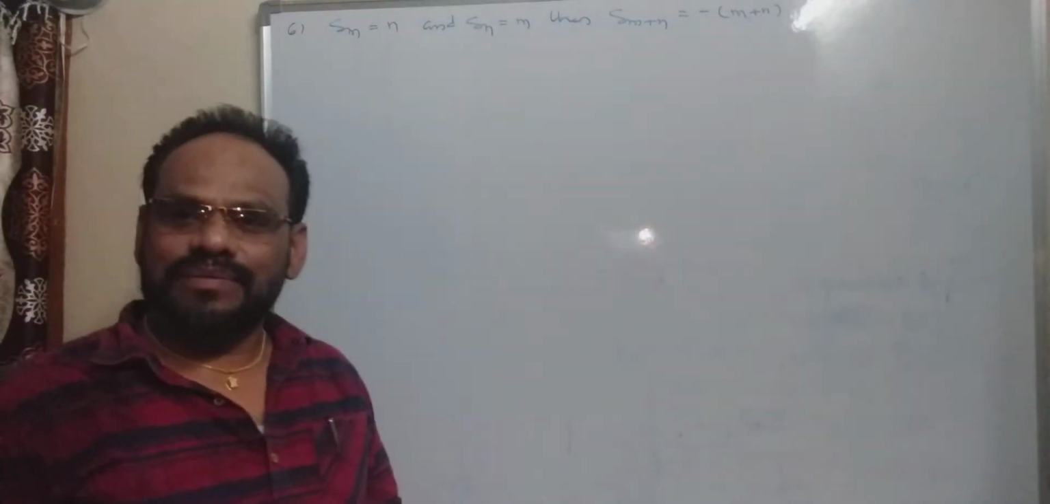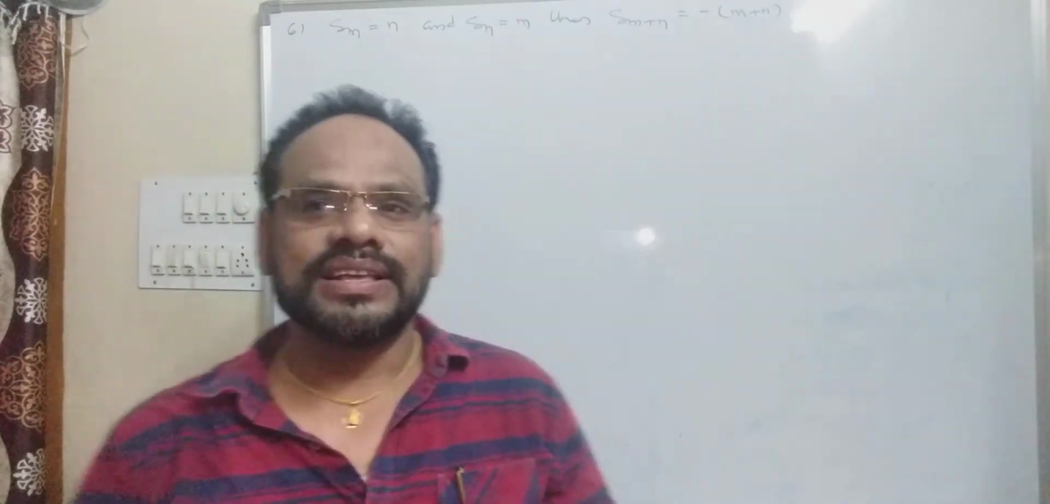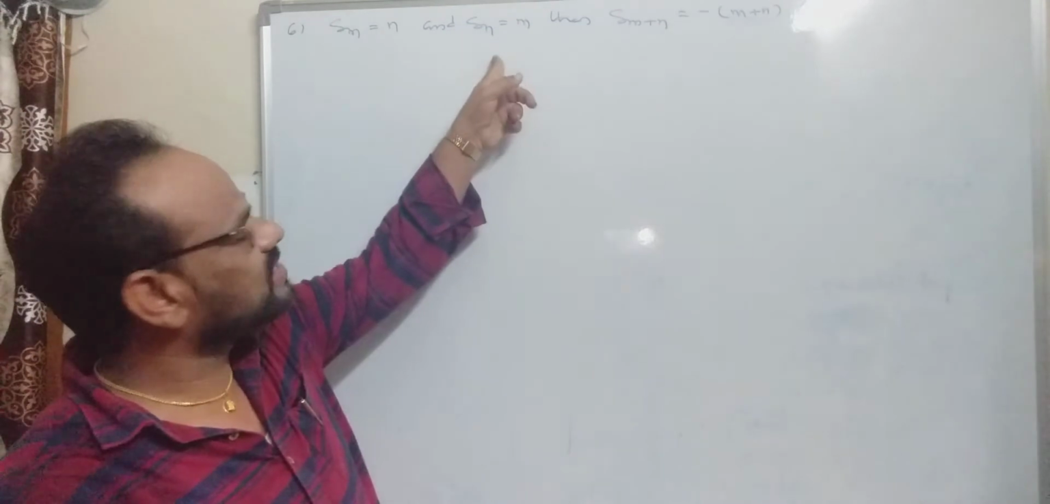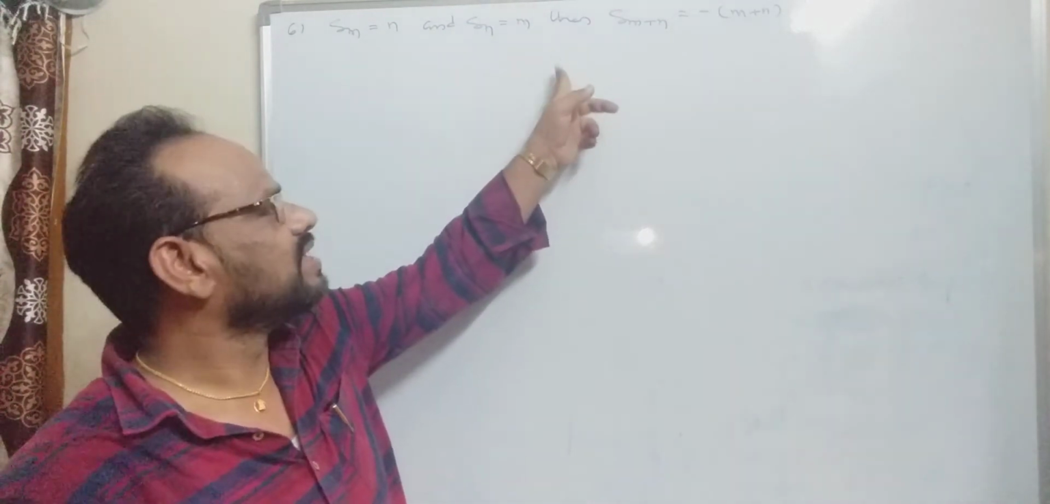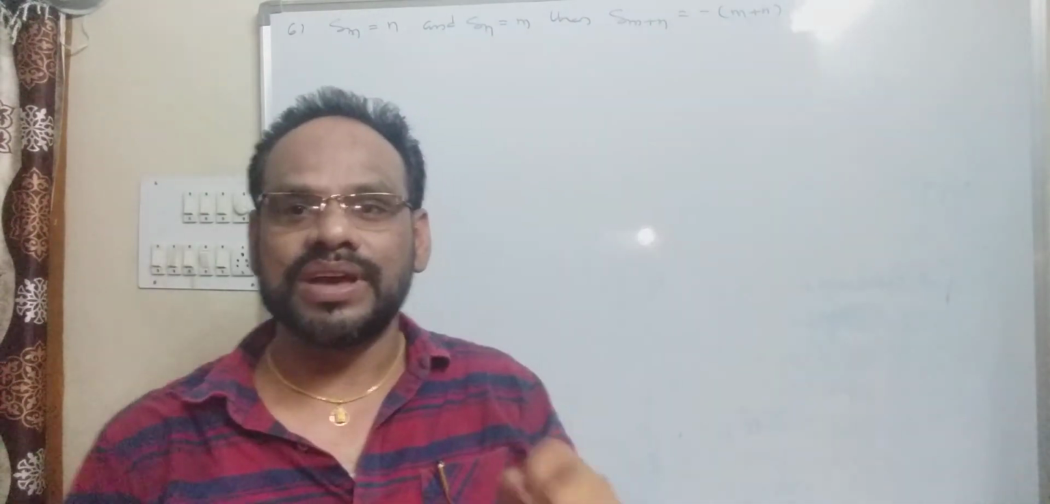The sum of the first m terms in an arithmetic progression is n. The sum of n terms is m. Then the sum of (m plus n) terms is always minus times of (m plus n).